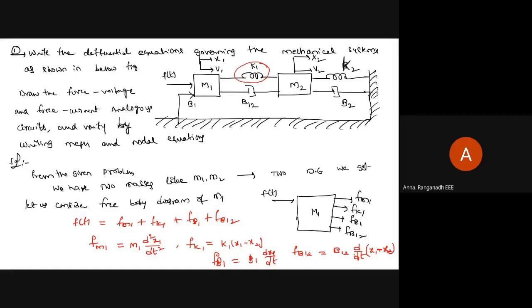FB12 equals B12 d by dt of x1 minus x2. So these are all the four parameters which are opposing on M1. That's why I have written individually d square x1 by dt square, K1 into x1 minus x2, B1 into dx1 by dt, B12 into d by dt of x1 minus x2. So now I'm going to substitute all the things.